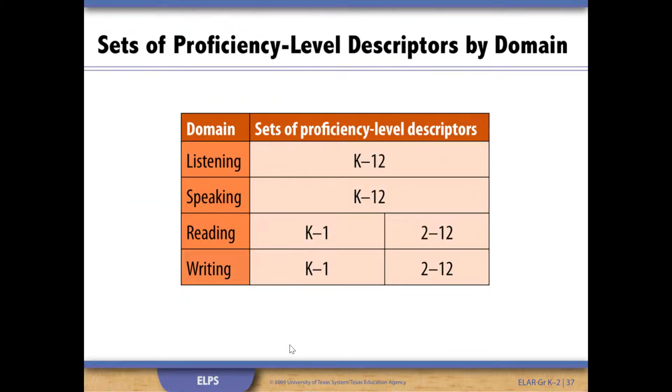For the proficiency level descriptors, there's a slight difference in reading and writing as to what the descriptions are because of the ages of these students. So for listening and speaking, the proficiency level descriptors apply from K to 12. They're the same across the board from kindergarten to 12th grade. But when it comes to reading, there are specific descriptors for kinder and first graders, and then slightly different descriptions for 2nd through 12th grade, and same thing for writing. Kinder and first have very specific descriptors for writing, and then slightly different for 2 through 12.